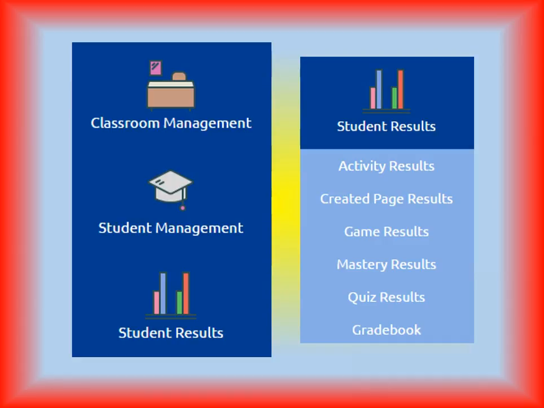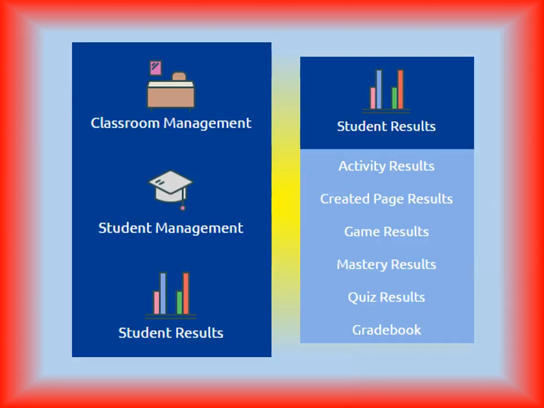In the teacher panel, on the left-hand toolbar, select Student Results. Under Student Results, you can view results of activities, games, masteries, and quizzes that are all available through the e-textbook. Depending on what you want to check, select the correct item in the drop-down under Student Results.